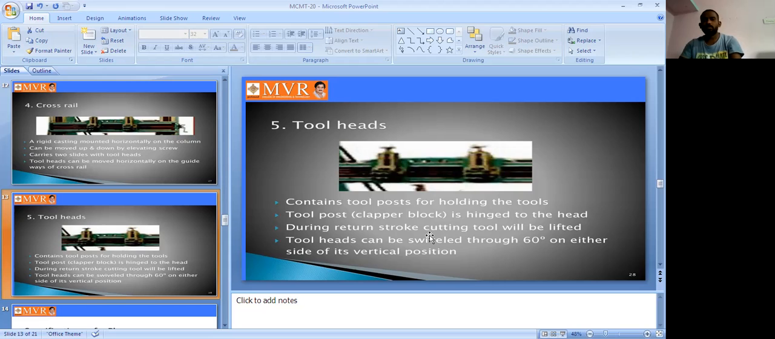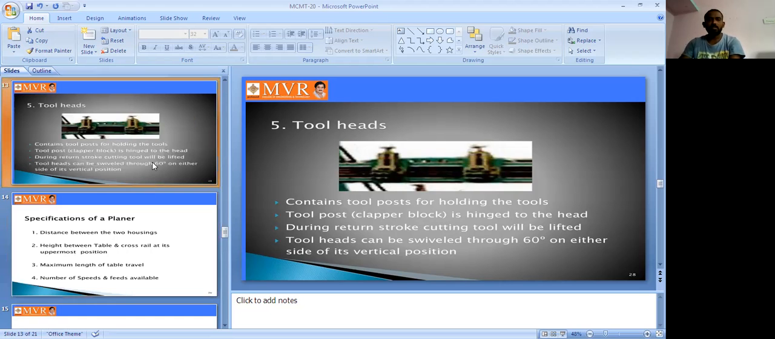As we discussed previously, the tool head can be swiveled through 60 degrees on either side of its vertical position. It is one of the very important parts of the planing machine.